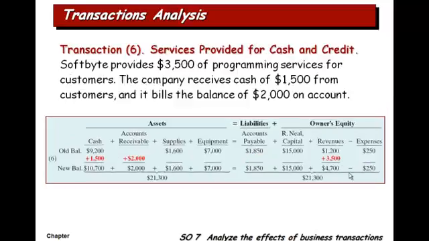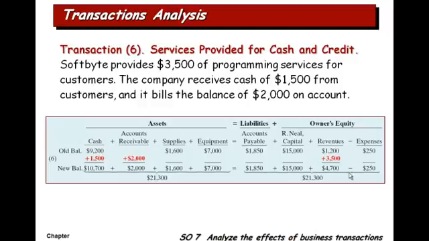Okay, next slide. Services provided for cash and credit. SoftBite provides $3,500 of programming services for customers. So basically, they're increasing their revenue. The company receives cash of $1,500 from customers and it bills the balance of $2,000 on account. So this is the first time we're going to see something called accounts receivable, which is an asset, and it's basically just a claim to receive future cash.